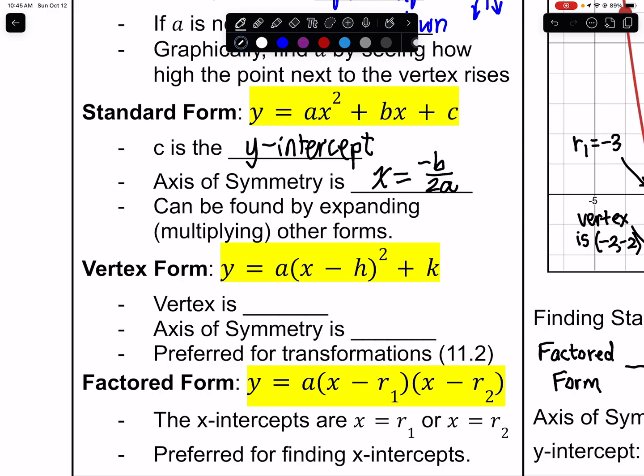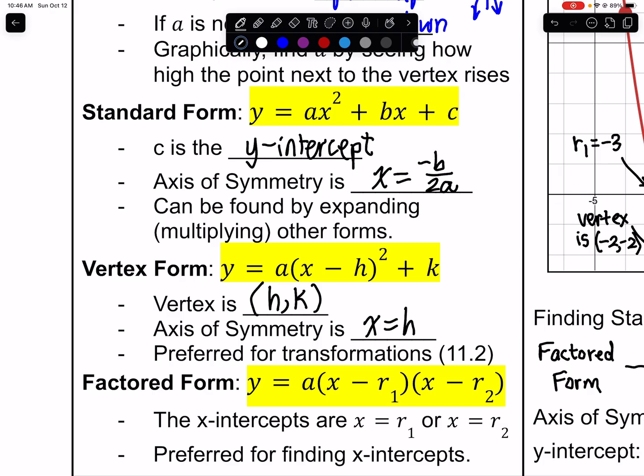On the other hand, vertex form, super easy to find the vertex. It's just whatever h comma k is. So if it says x minus 5 squared, that means that h is 5. If it has a plus 5 at the end or a plus 6, that means that k is 6. Just remember that negative sign is there in the form. The axis of symmetry is even easier in vertex form. It's just the value of h.